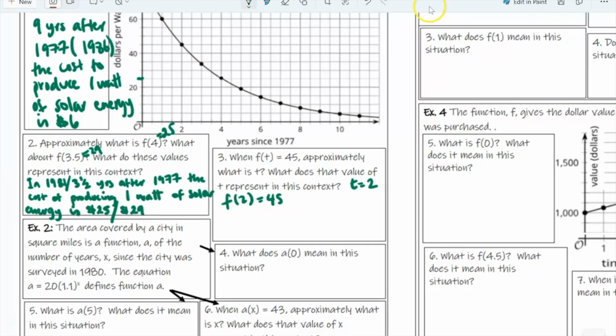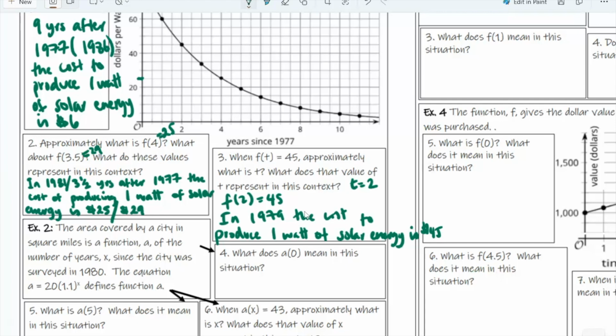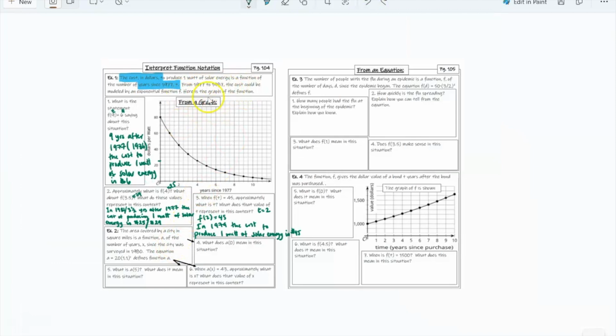So again, a couple of ways you can say it: 2 years after 1977, or we can just say the year. So 1977 plus 2 is 1979. So we can say in 1979, the cost to produce 1 watt of solar energy is, and what is it equal to? $45. Okay. All right. Question 4 looks like it goes with example 2. So that's all the questions from a graph.